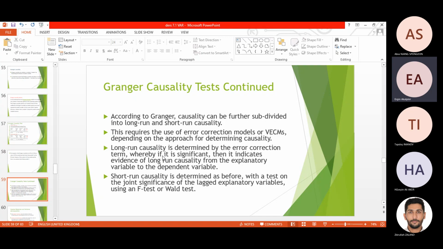theoretical information. According to Granger, causality can be further subdivided into long run and short run causalities. This requires the use of error correction models or the vector error correction model, depending on the approach for determining causality. The long run causality is determined by the error correction term, where if it is significant, then it indicates evidence of long run causality from the explanatory variables to the dependent variable. And short run causality, of course for the vector error correction model, is determined as before with a test on the joint significance of the lagged explanatory variables using an F test or VAR test.